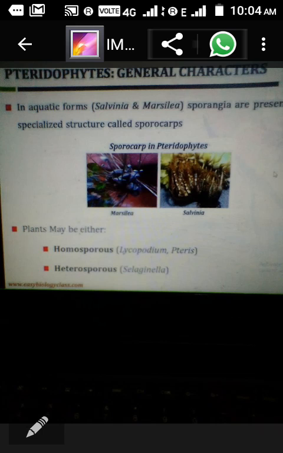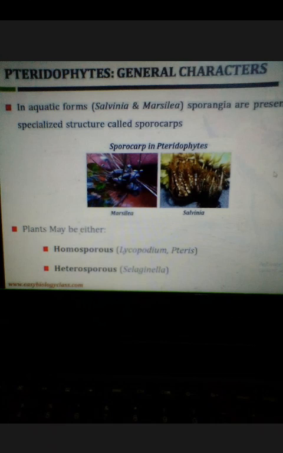Next, pteridophytes can be classified into two different categories. One is homosporous, examples are Lycopodium and Pteris. Second is heterosporous, example is Selaginella. Now what are these two? We are going to explain.